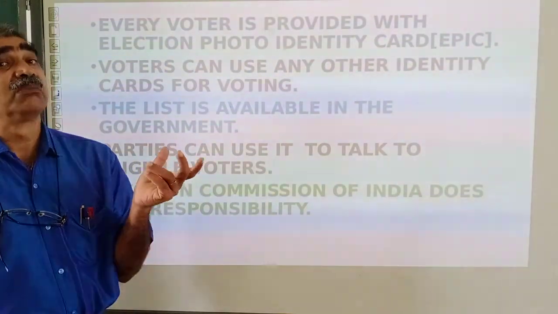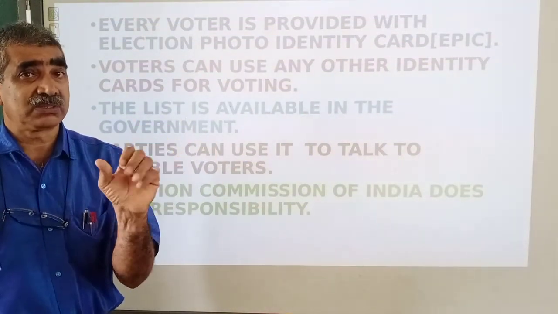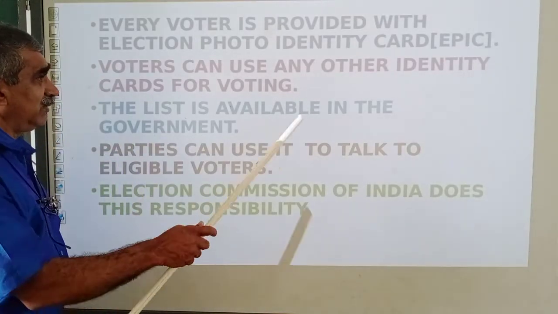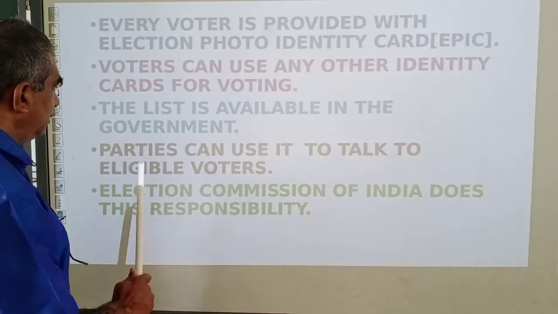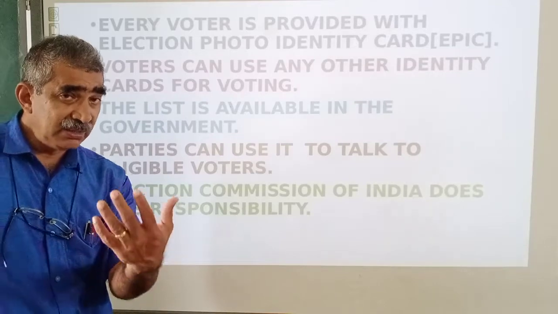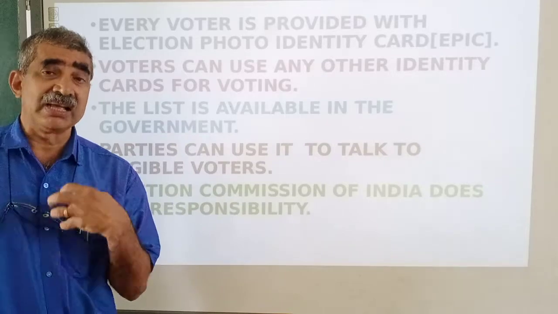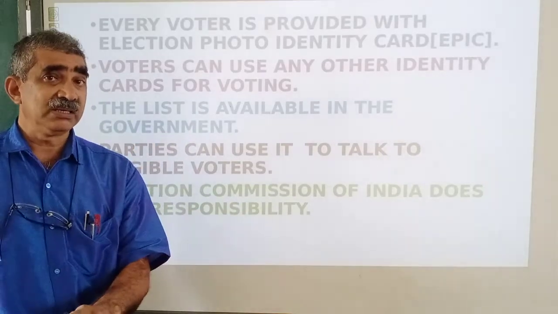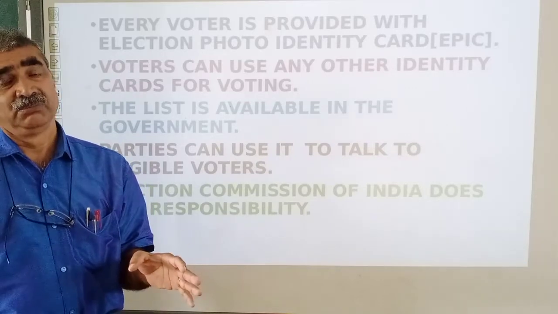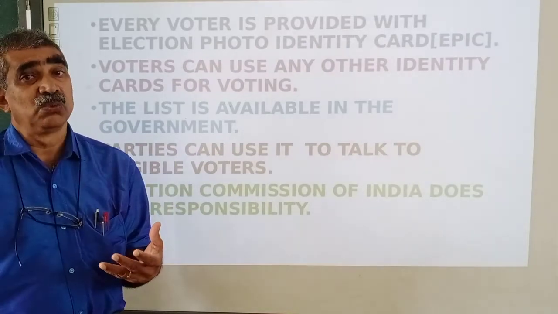That usually is done by the political parties, because political parties want our votes. So they come to us. The list is available in the government, and our details are there. The parties can use it to talk to the eligible voters. They want our vote. So they will check whether our name is there in the voters list and they will come to us asking for the votes. Political parties will have the details about our list. They should know who the eligible voters are. Then only they can ask the citizens to vote for them.